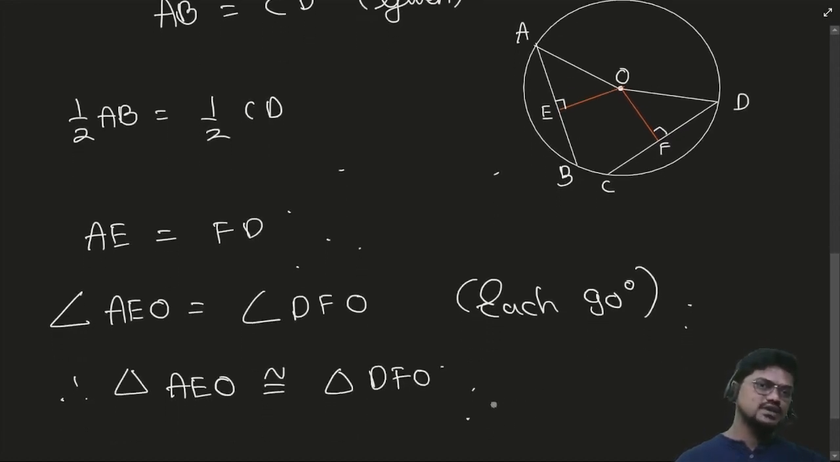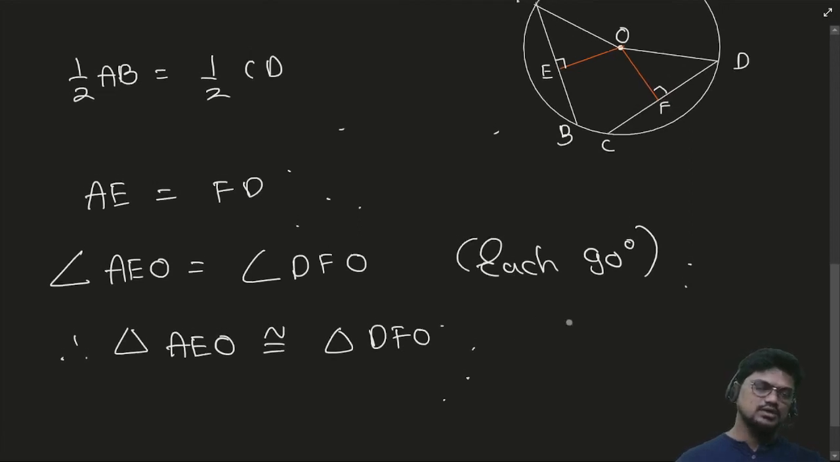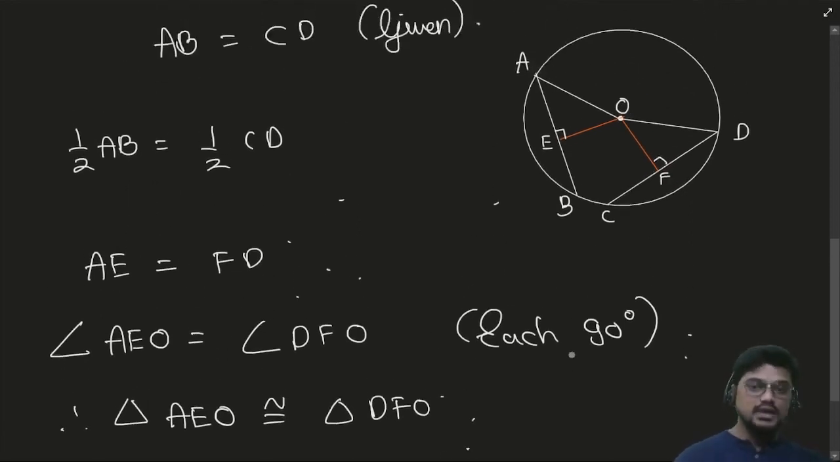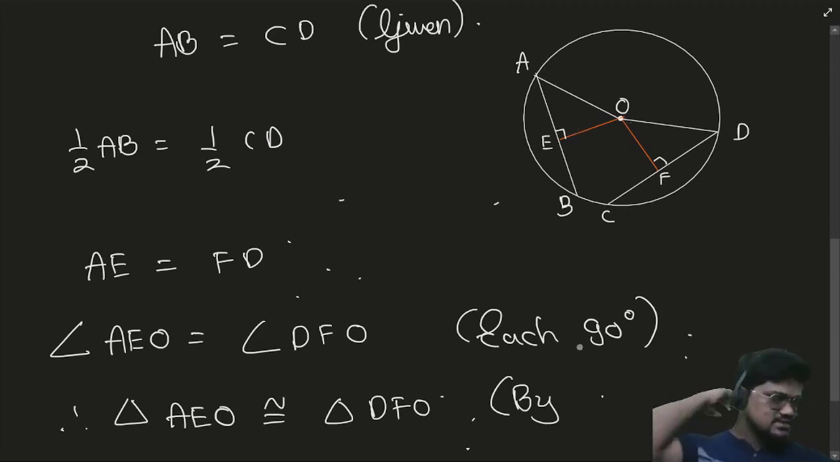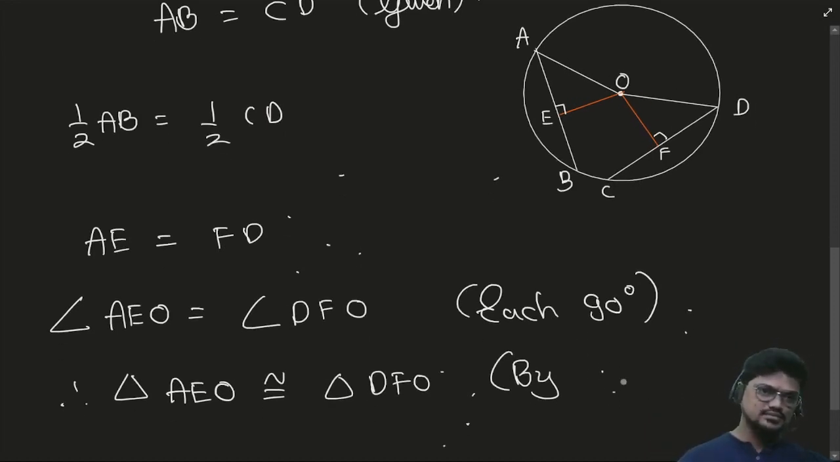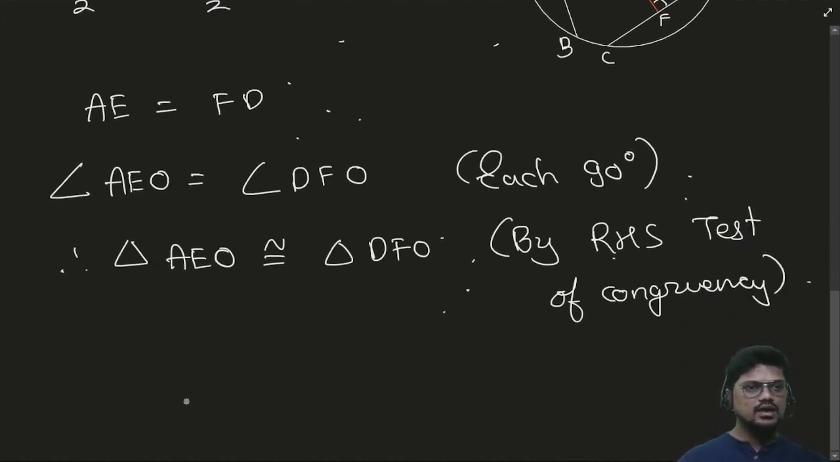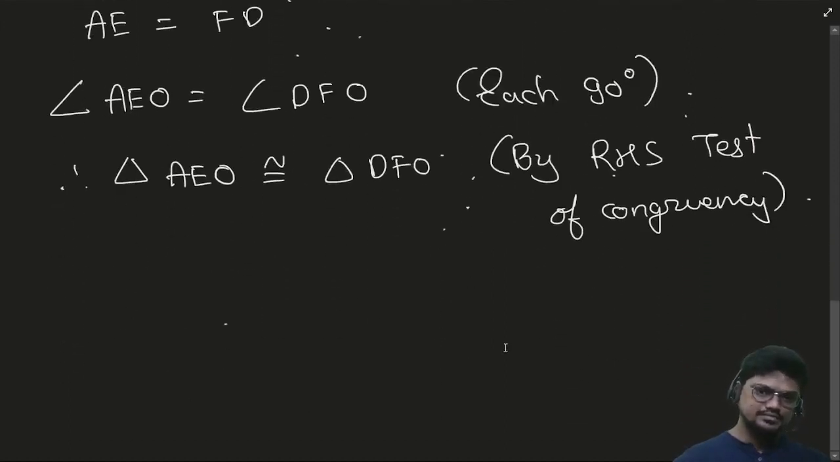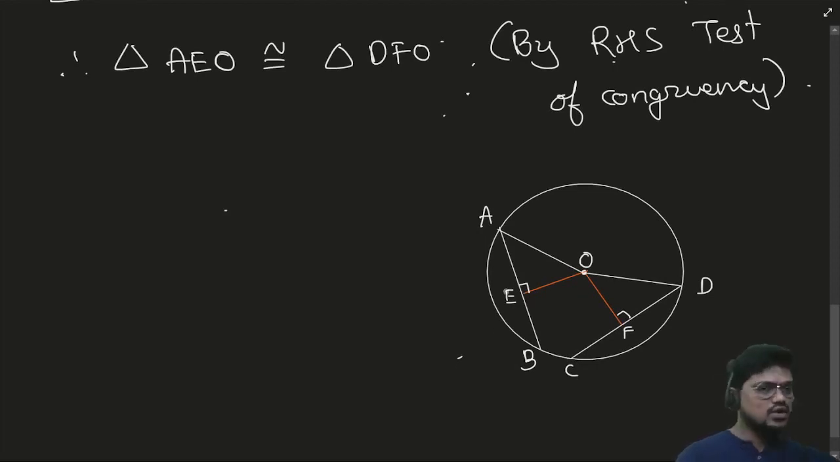Now, if the two triangles are congruent, by which test? We will have to write the test: there is one right angle, this side and this side. It is hypotenuse side test, RHS. So by RHS test of congruency, I can say OE is equal to OF by CPCT.